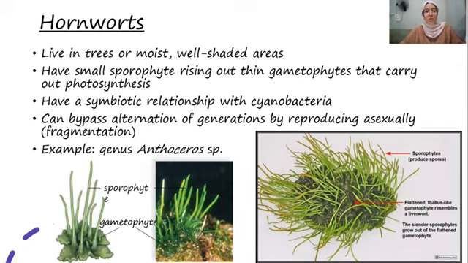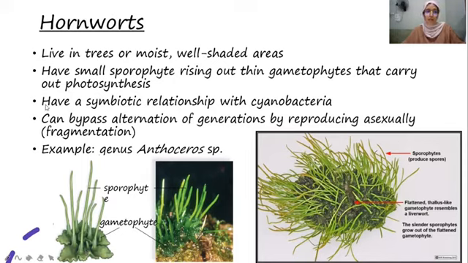The next slide is about the hornworts. They live in trees or moist, well-shaded areas. They have a small sporophyte rising out from the thin gametophytes that carry out photosynthesis. So this is the sporophyte and this is the gametophyte.